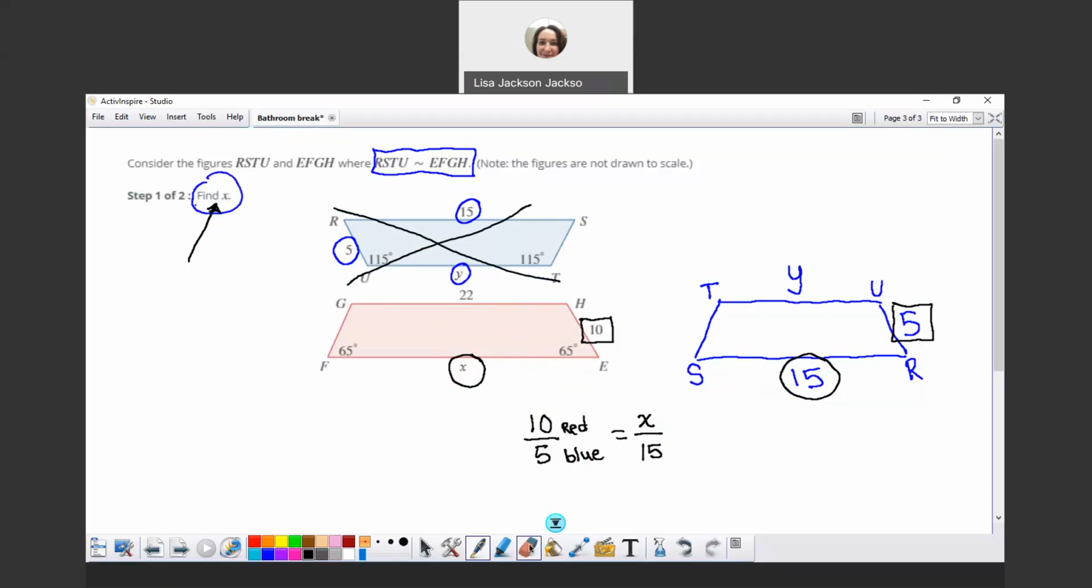So I've got it set up. There are many ways to set up a proportion. This is just the way I chose to start. Once I start that way, I have to continue. Now, as always, we are going to multiply the numbers that are diagonally opposite each other and divide them by the number that's diagonally opposite your x. So I now have x is equal to 10 times 15 divided by 5.